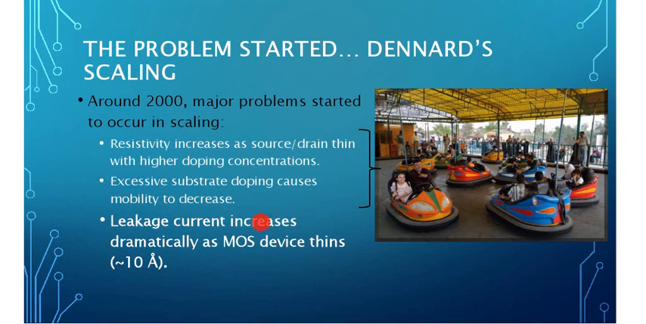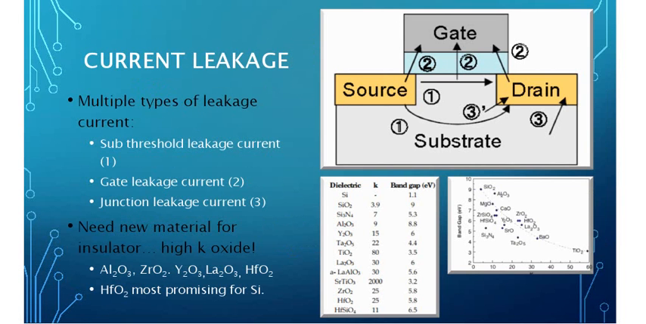Leakage current also increases dramatically as the MOS device thins, and we'll discuss this in the next slide. Leakage current can take a couple different forms. First, you have subthreshold leakage current. That's where your source is leaking to your drain through your substrate, whether it's this way, through your channel, or this way.